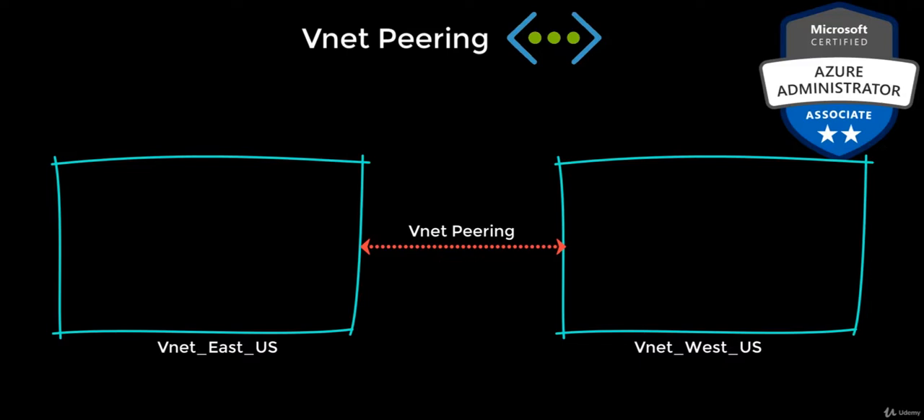Global Vnet peering, on the other hand, connects Azure virtual networks in different regions. So let's say one of them is in East US and another one is in Southeast Asia. Then you are running a global Vnet peering.